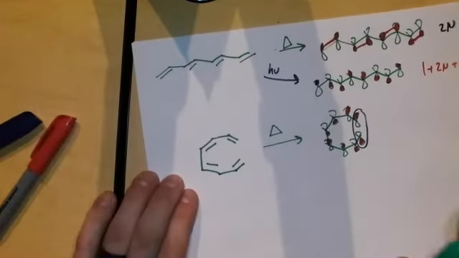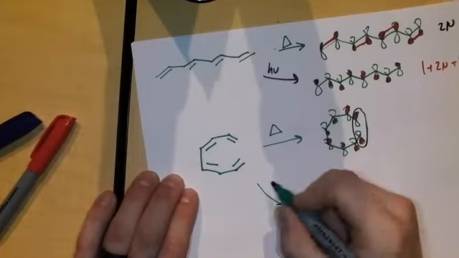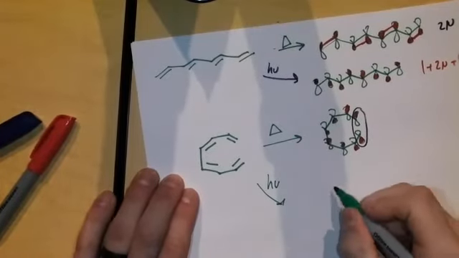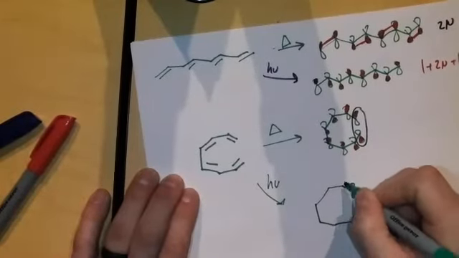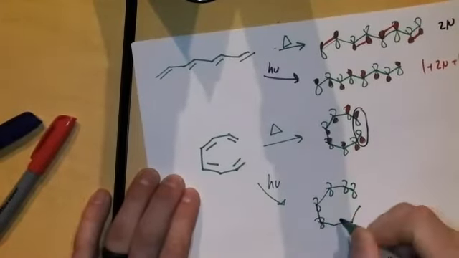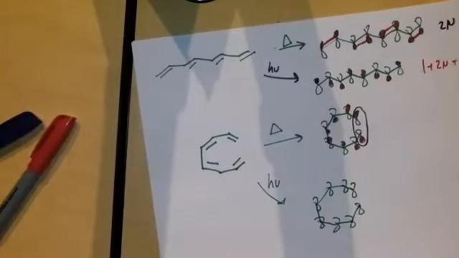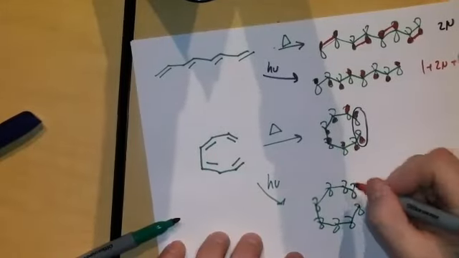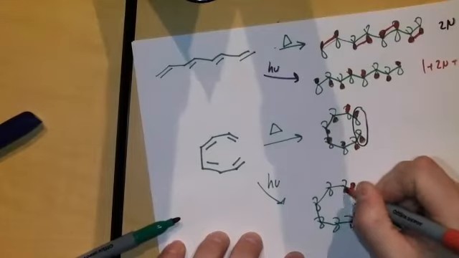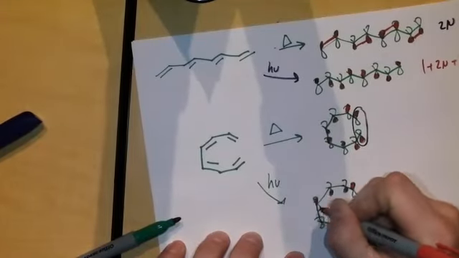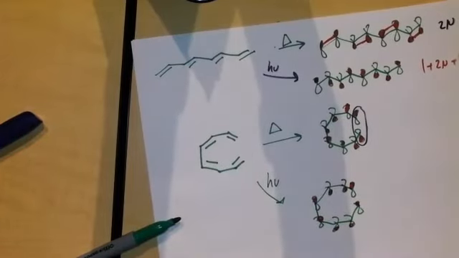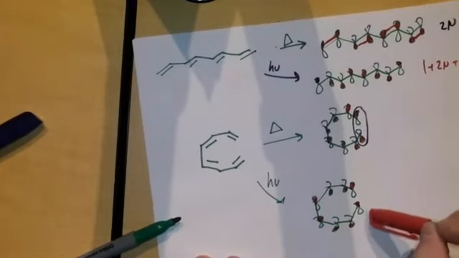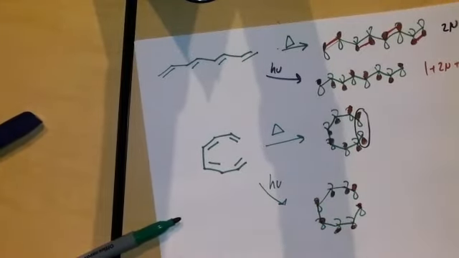Same thing for this one. It's just a cyclic form of it. So we'll have 1 electron by itself, a pair of 2, a pair of 2, a pair of 2, and 1 by itself. And if you look at these, they end up different at the endpoints. But we're going to talk about that later.